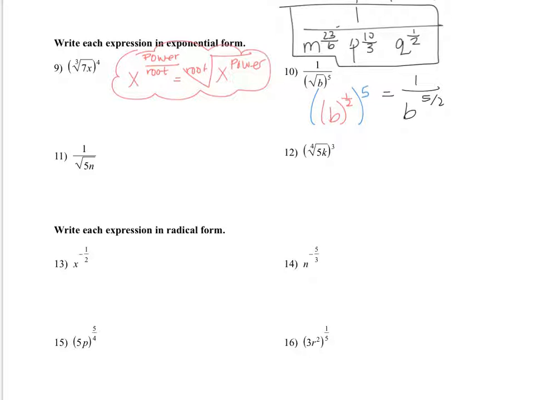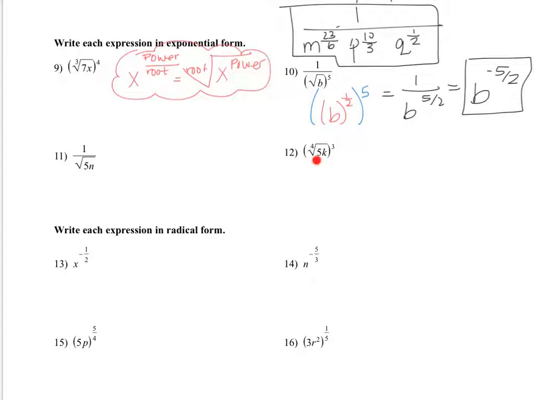Alright, so one more thing is we're allowed to use negatives here because we want to write it in exponential form, which is a base to some power. So therefore I can bring it up and it becomes negative. So b to the negative 5/2.